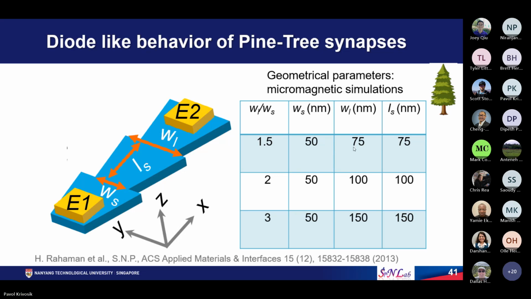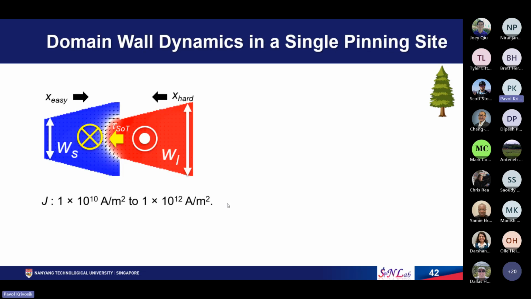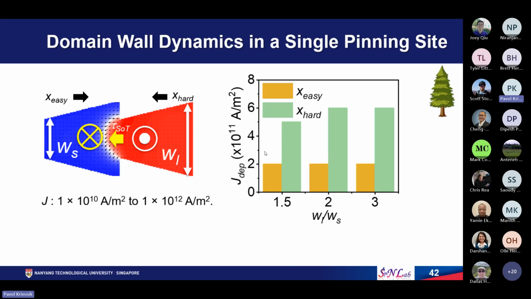We studied at least 3 devices where the width is increased from 75 to 150 nanometer. This WS was kept constant. We studied the domain wall motion due to spin-orbit torque, and we noticed that there are 2 directions. If you try to send the domain wall from left to right, you need a smaller current of around 2 times 10 power 11 ampere per square meter. On the other hand, if you try to move the domain wall from right to left, you will notice that you need more current. So we have an easy direction and a hard direction.